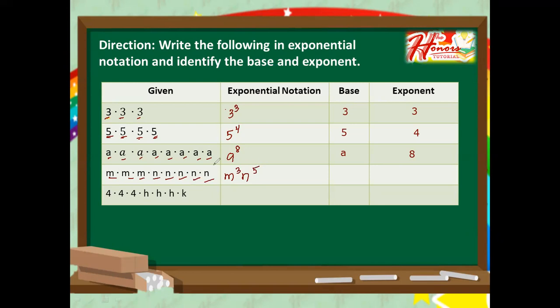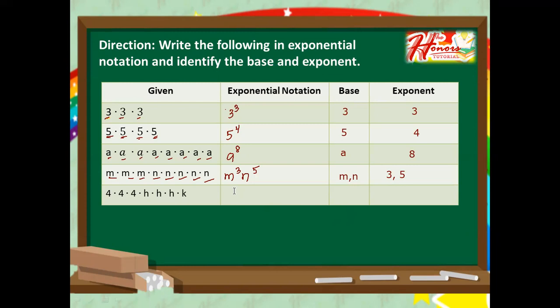So how about the base? Base is still the same, the number that is multiplied to itself. So that is M and N. Next, for the exponent, we have 3 and 5. 3 is for M, 5 is for N.